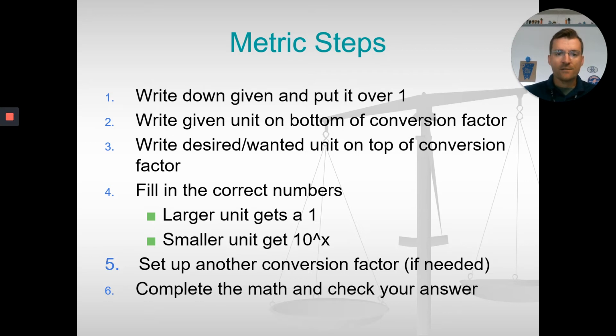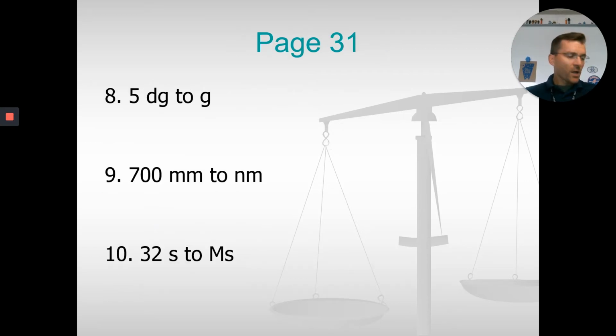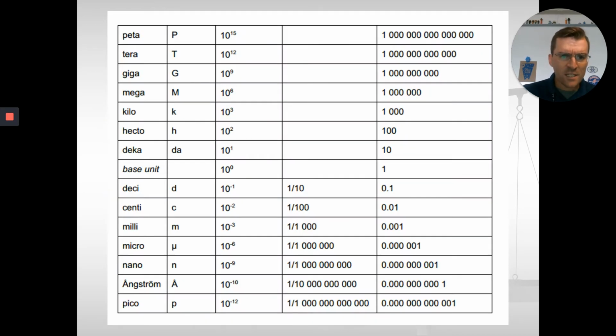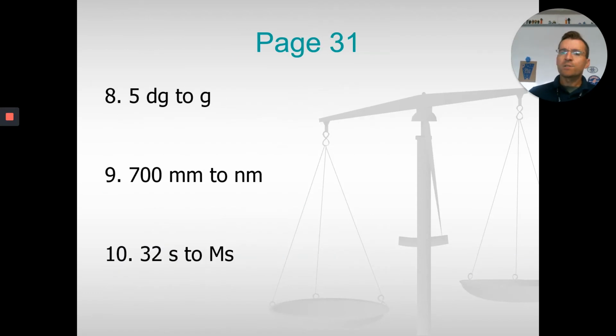So let's try this. For number 8 on page 31, we have 8 decigrams to grams. I'm pretty sure that's deci. I'll double check. Yep, deca is DA. For some reason that always confuses me. So I recognize this as a metric conversion because I'm only changing the prefix. That's kind of what makes it metric to metric. Notice I have deci there, which is 10 to the negative first. And then I have just G. Remember that as our base unit. It's grams by itself, which would just be 10 to the 0.